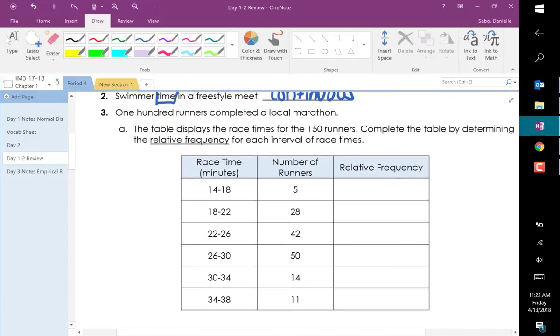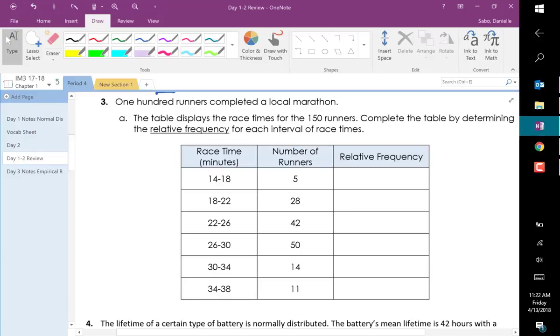All right, so now let's talk about this. It's supposed to say 150, so just cross off this piece. It's supposed to say 150. I was typing it really fast this morning. 150 runners completed a local marathon. The table displays the race times for the 150 runners. So that's the total.